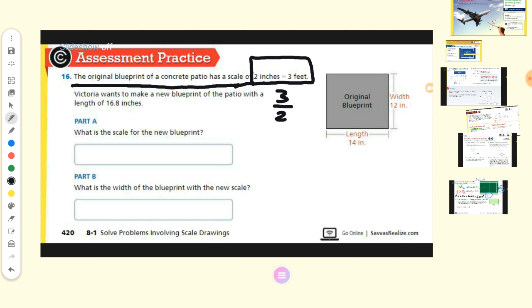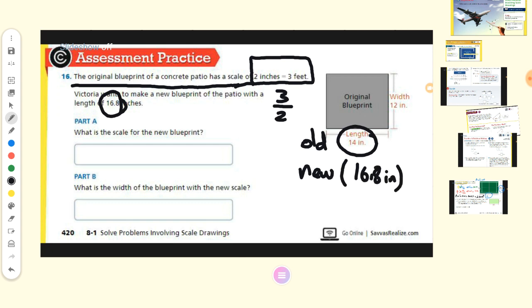Victoria wants to make a new blueprint. This is the old one, with a length for the old of 14 inches. And Victoria wants to make a new one with a length of 16.8 inches. This is the information now. What is the question? What is the scale for the new blueprint? He asked for the scale.